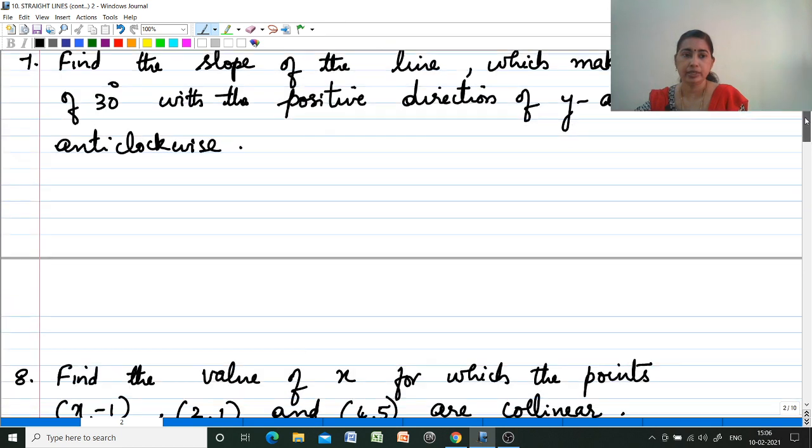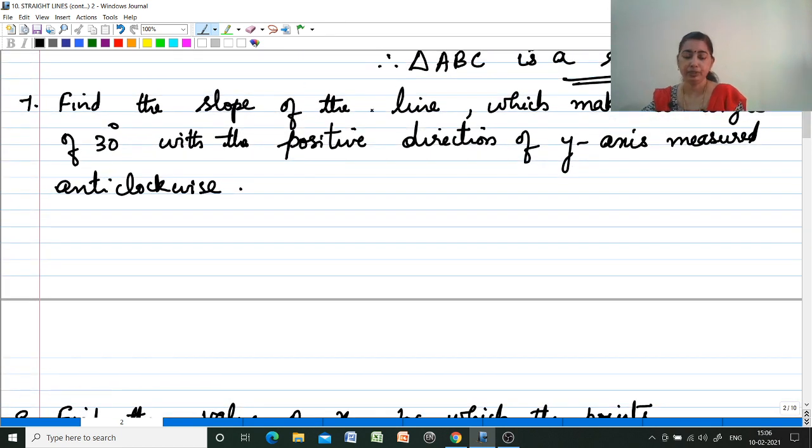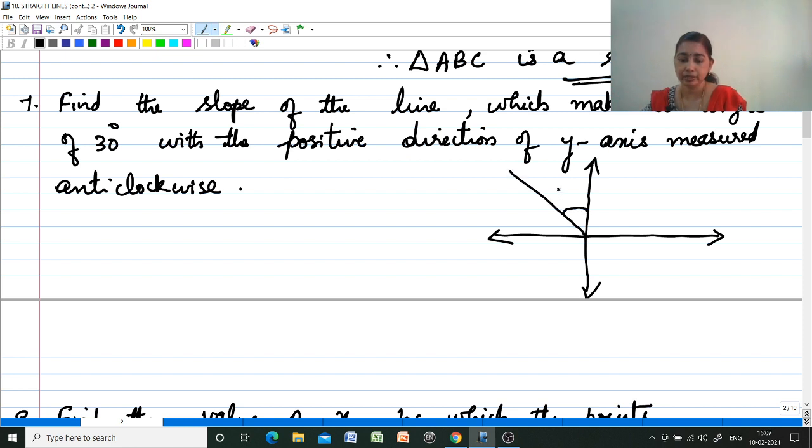Then the 7th question: find the slope of the line which makes an angle of 30 degrees with the positive direction of the y-axis, measured anti-clockwise. So the y-axis is here, this is the y-axis. So from here 30 degrees means this angle is 30 degrees.